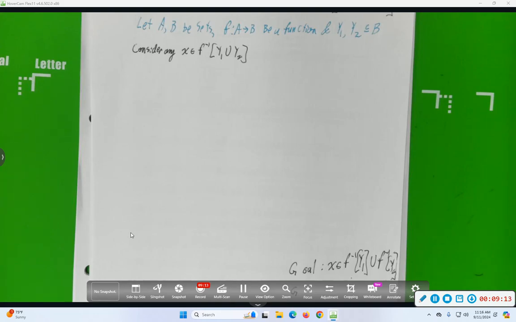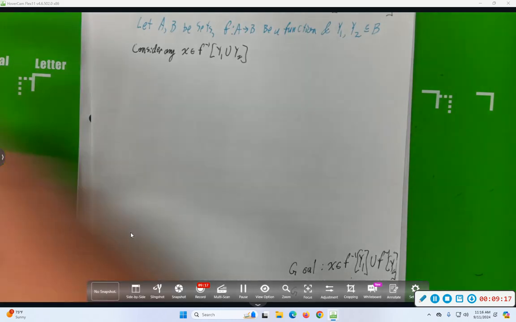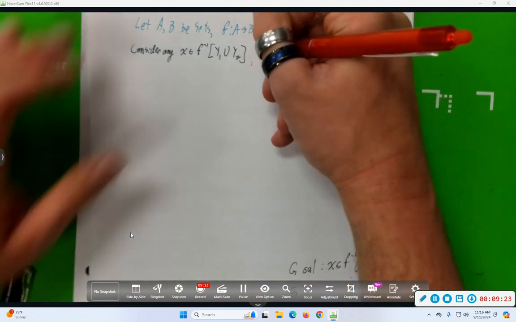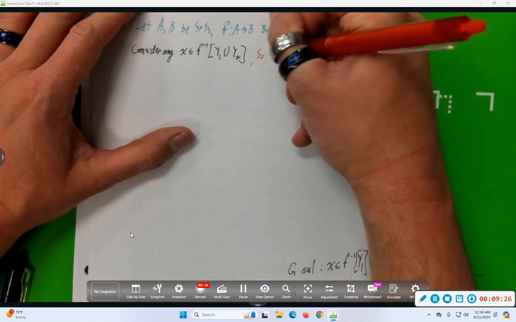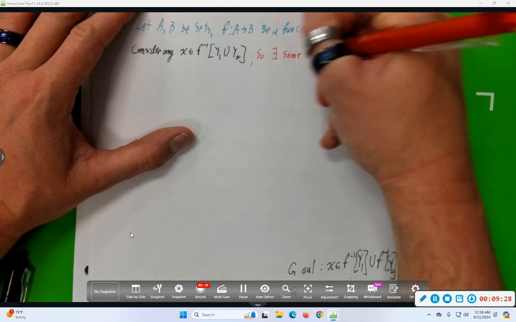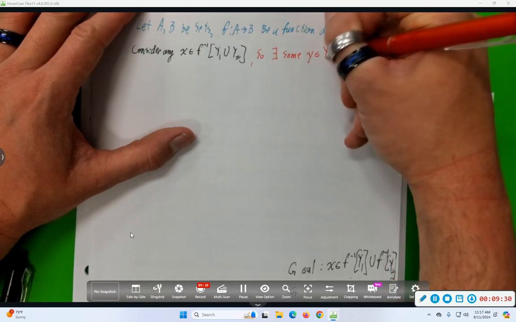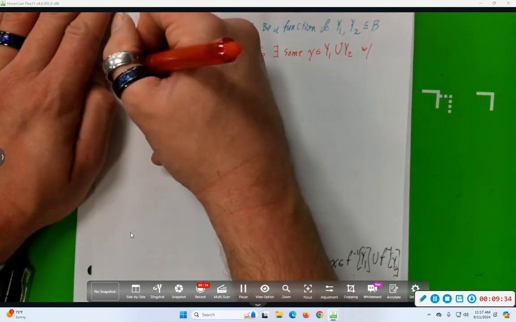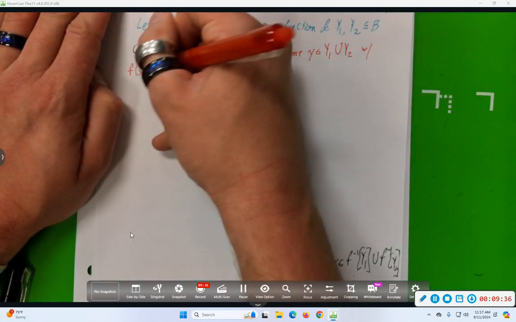Or no? Or did you go the other way? Almost. Wait, no, I think what you said was right. So I'm going to write that down and then we'll simplify that. Yeah, what you said is correct. So there exists some y in y1 union y2 with f of x equals y.